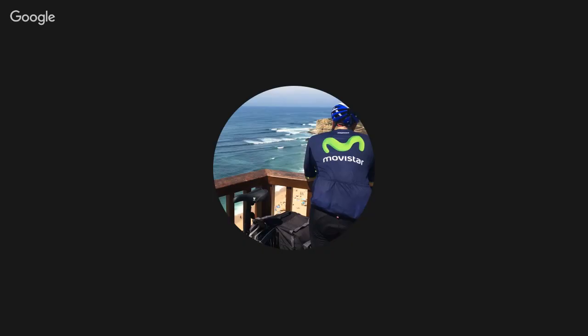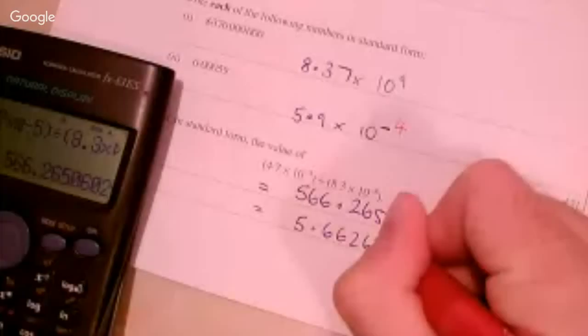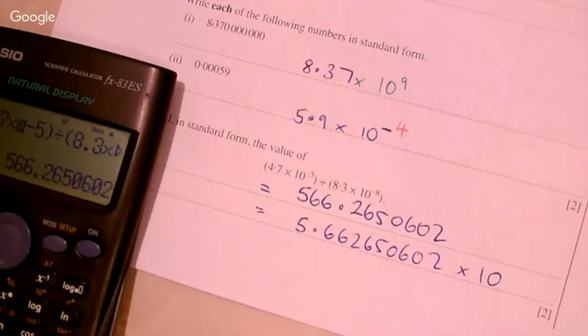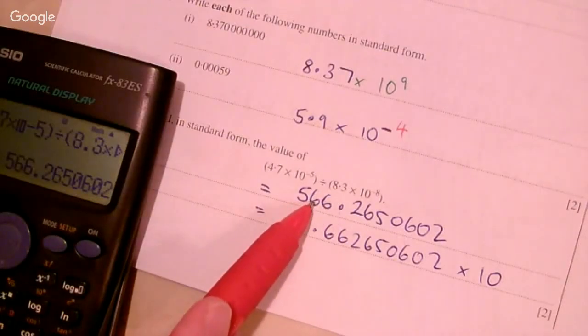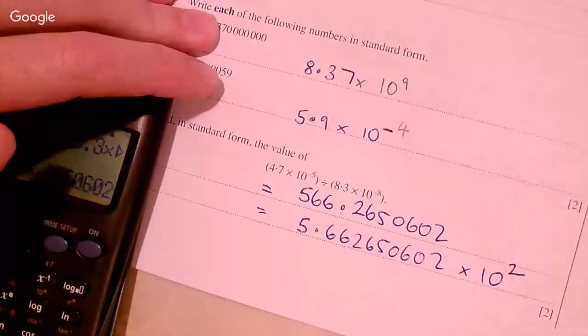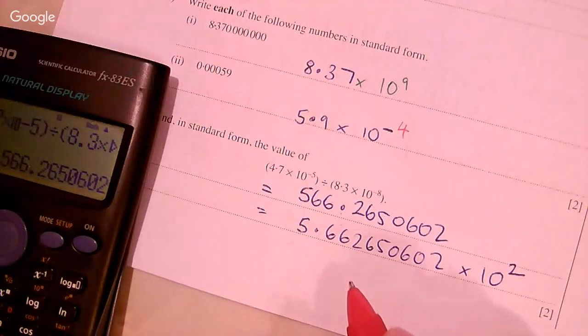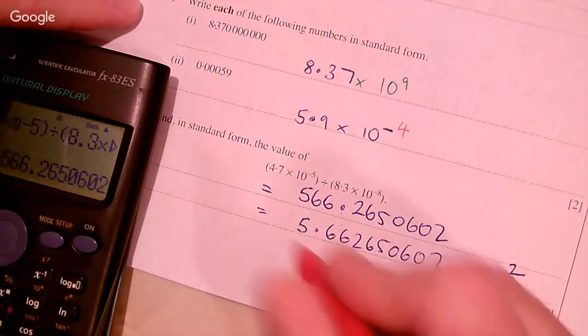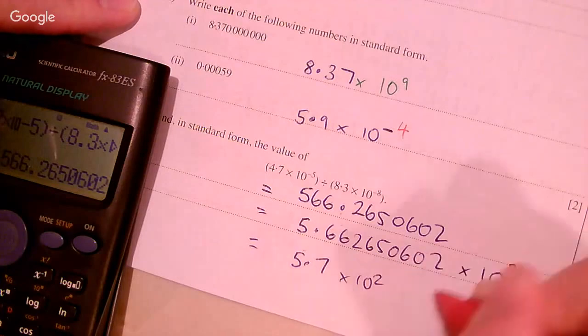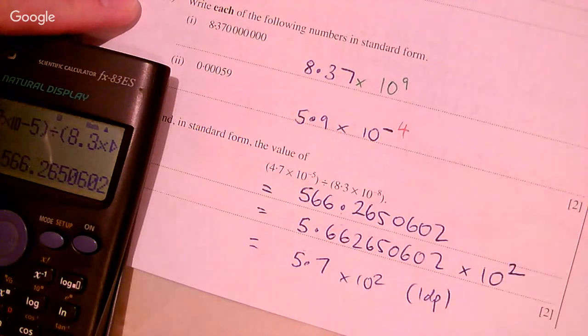It would be 5.662650602 times 10 to the power of, now that decimal point has gone to there, so it's literally just 2 numbers in between it, so it would be times 10 to the power of 2. Okay, some people say I've gone a little bit overboard, write out the whole number. I could have got away with saying 5.7 times 10 to the power of 2 to 1 dp.